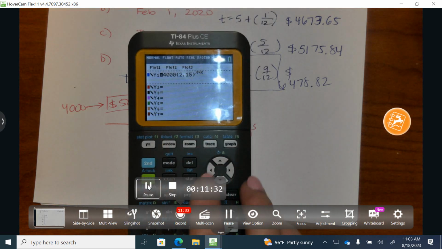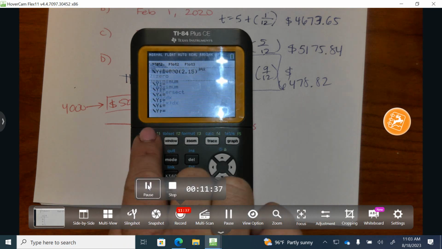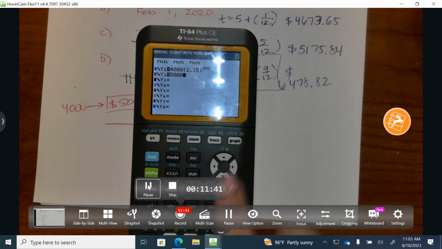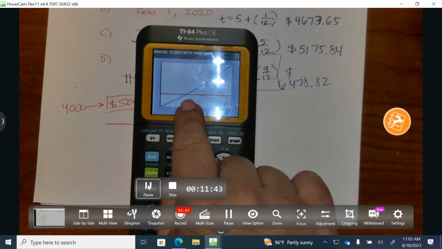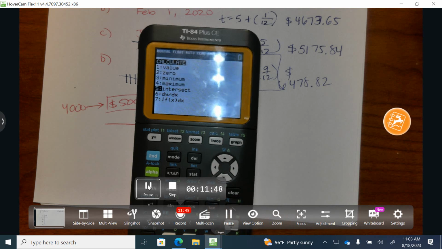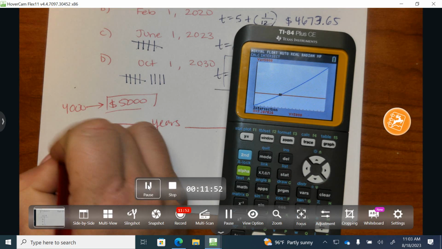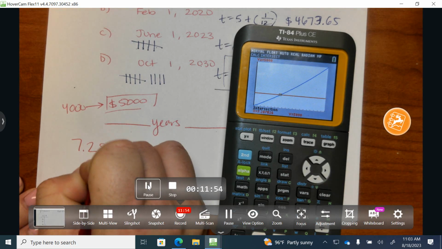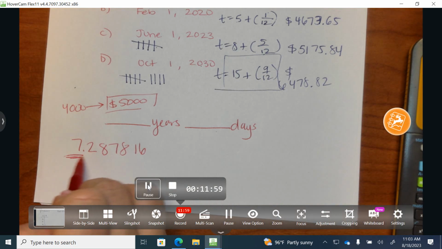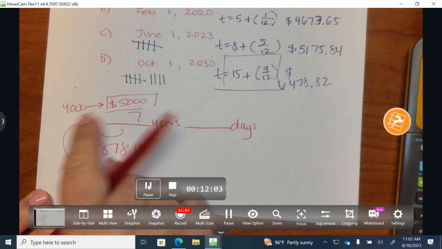So I come up here, and instead of going second trace and finding the value, that only works for X's. I come up, I go to the next open Y, and I type in 5,000, and I want to see if I can see where they intersect. I can. Second trace, intersect, I find the exact intersection point, and I'm going to write it down. I'm not going to round. 7.287816. Our X in this case, or T, represents years. So it takes 7 years to get up to 5,000.